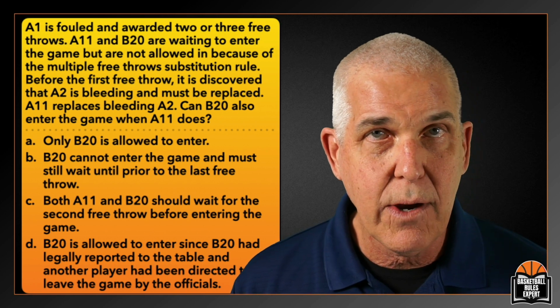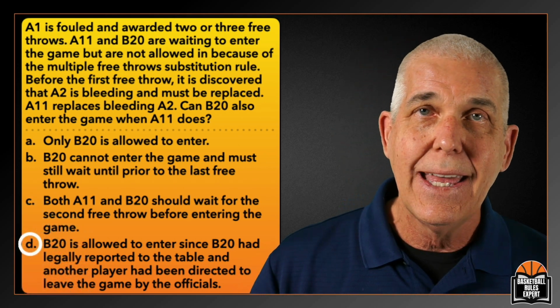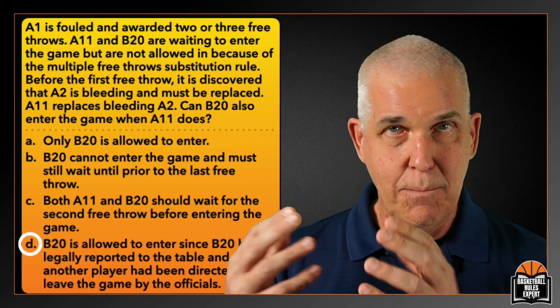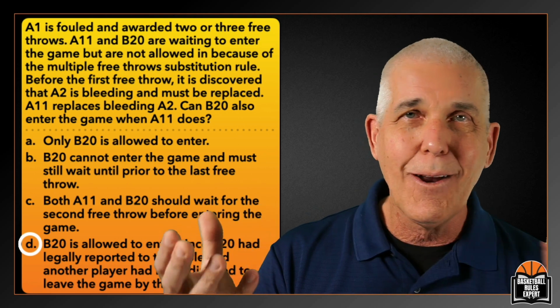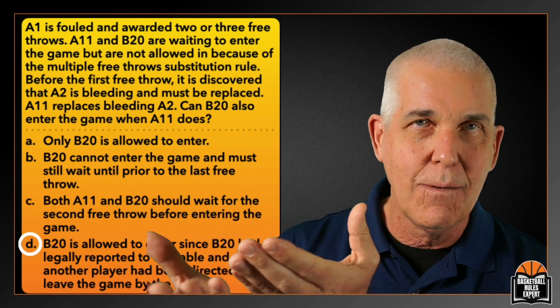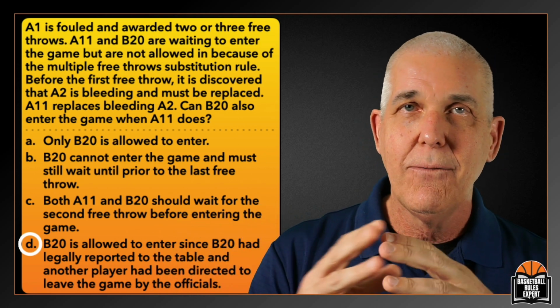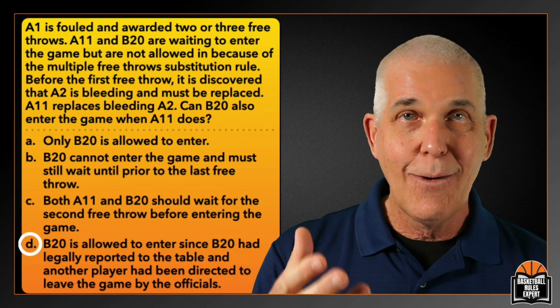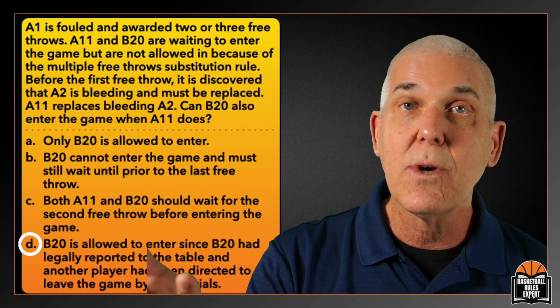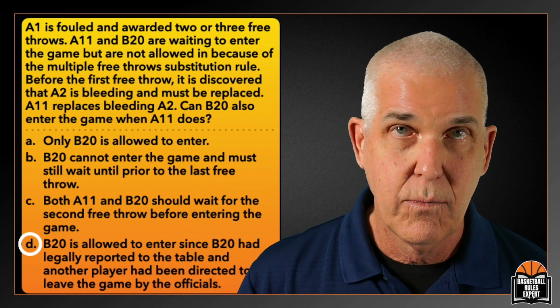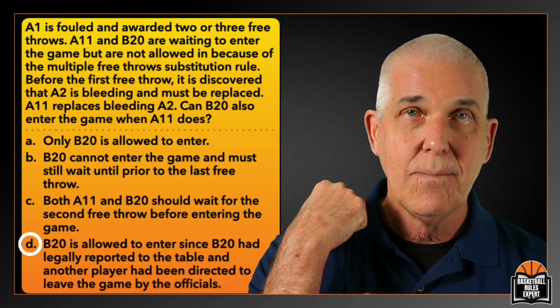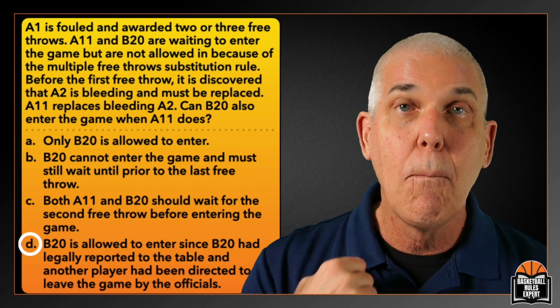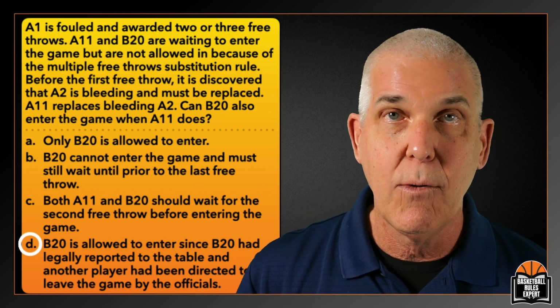Right? Simple scenario. Obvious answer. In this situation, players are waiting to leave. Why are players waiting before the final free throw? To facilitate management of the game. But now we have a situation where a substitute is required. This player is bleeding. That player must leave the game by rule.